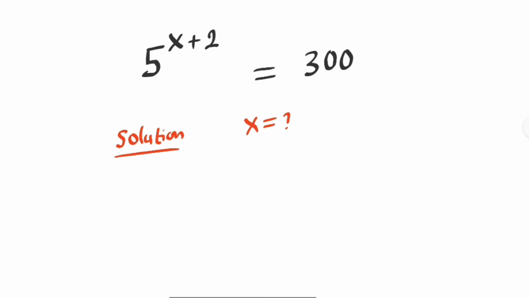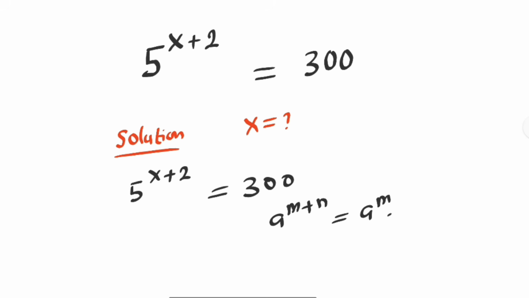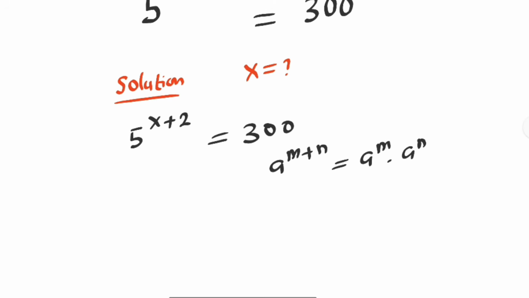We have the given equation 5 raised to power x plus 2 is equal to 300. Take note of this, that if you have a raised to power m plus n, this is equal to a raised to power m multiplied by a raised to power n. Then we have 5 raised to power x multiplied by 5 squared is equal to 300. Let us divide the whole of this equation by 5 squared.